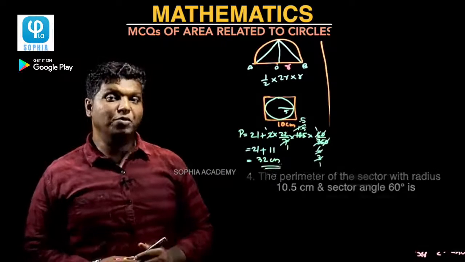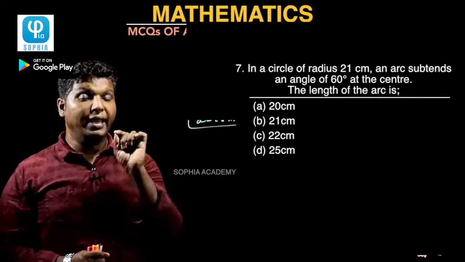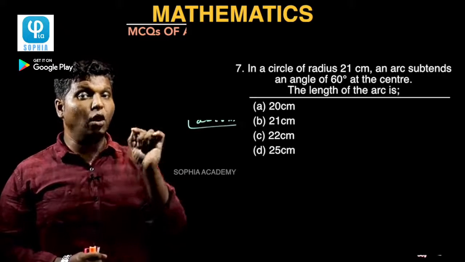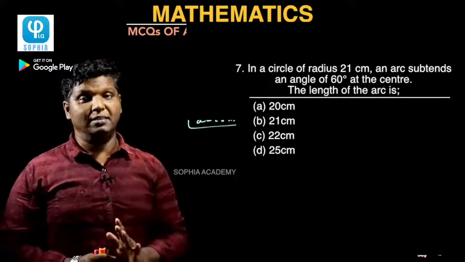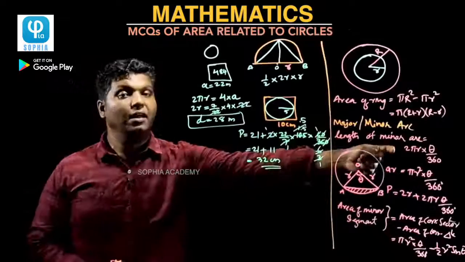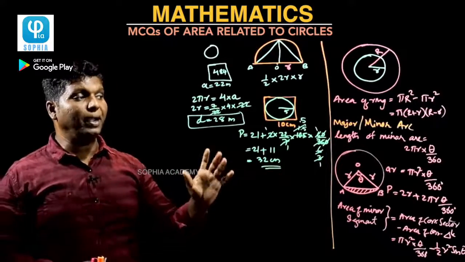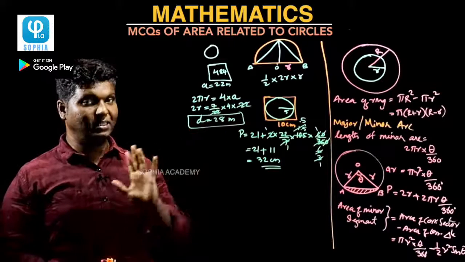So here goes the next question before you. In a circle of radius 21 centimeter, an arc subtends an angle of 60 degree at the center. You have to find the length of the arc. What is the equation to find the length of the arc? Length of the arc is 2 pi r into theta by 360. That means if you know the radius and if you know theta, you will get it.